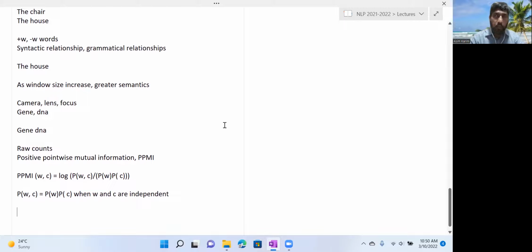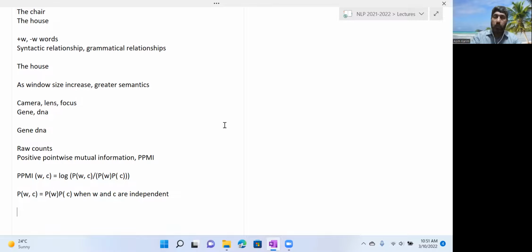It turns out that we are not interested in negative correlation. If the probability of W and C is less than the product of the probabilities of W and C, then they are negatively correlated. Negative correlation is not of interest to us in most NLP tasks. Why? Because we are interested in whether a particular word C occurs in the context of W. If it occurs less in the context, that is captured at some other place, where C is W and W is C. You get that point?